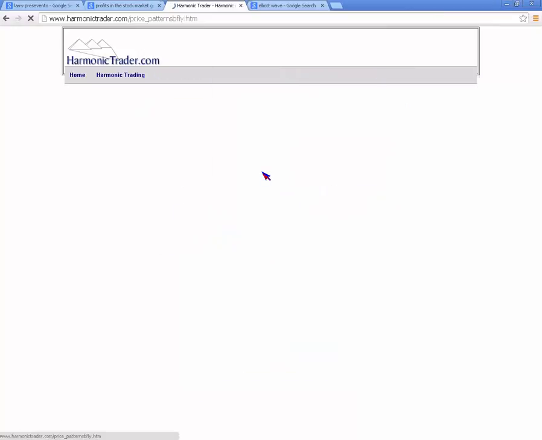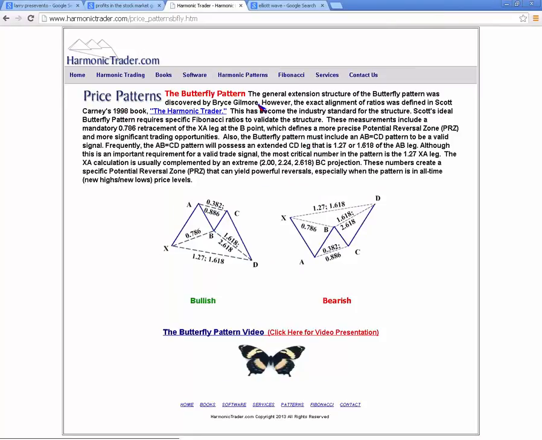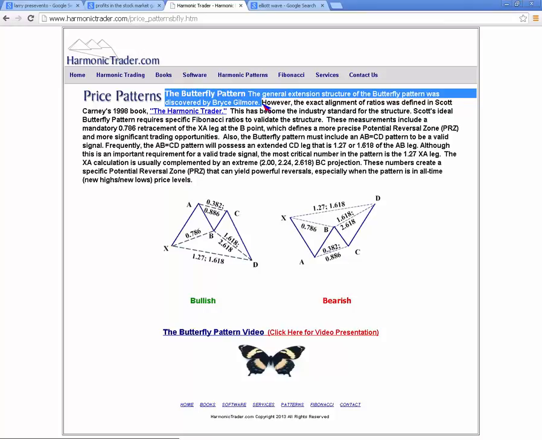Then you have the butterfly, which is a very, very powerful pattern. The butterfly was discovered by Bryce Gilmore and Larry Pesavento. They were hanging out one day, and Bryce said to him, "Look, check this out." That's exactly what happened. And I guess everybody else all of a sudden was a butterfly guy.